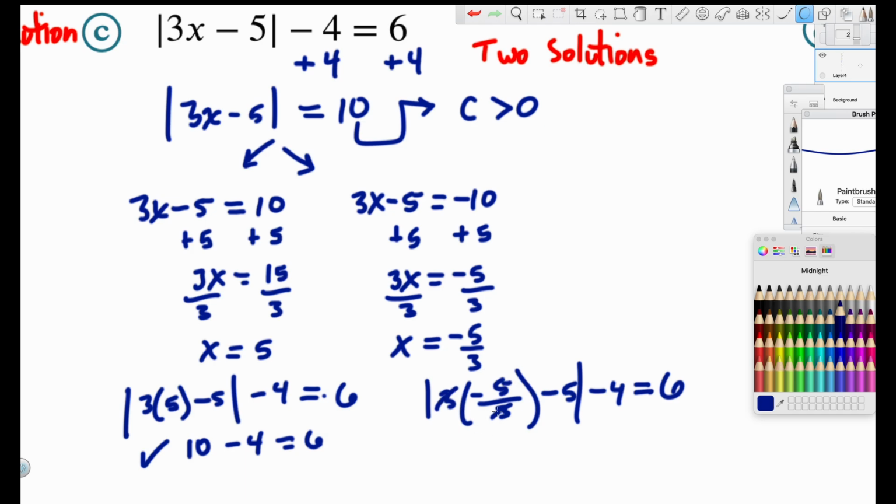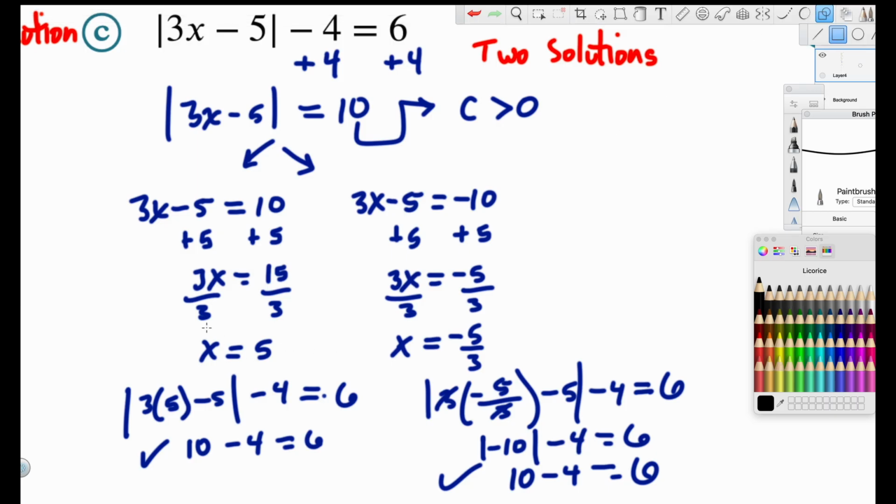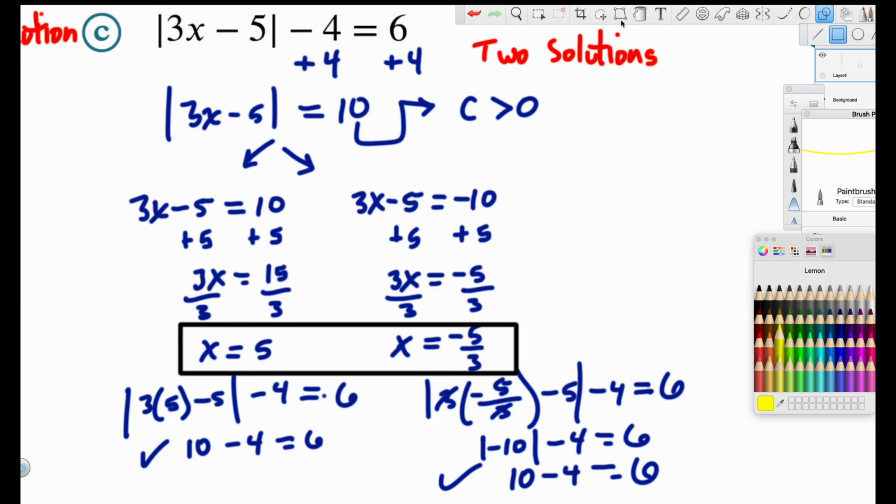So 3's cancel. -5 minus 5 is -10. So absolute value of -10 minus 4 equals 6. Absolute value of -10 is 10. Minus 4 equals 6. And that works. So these two solutions work.